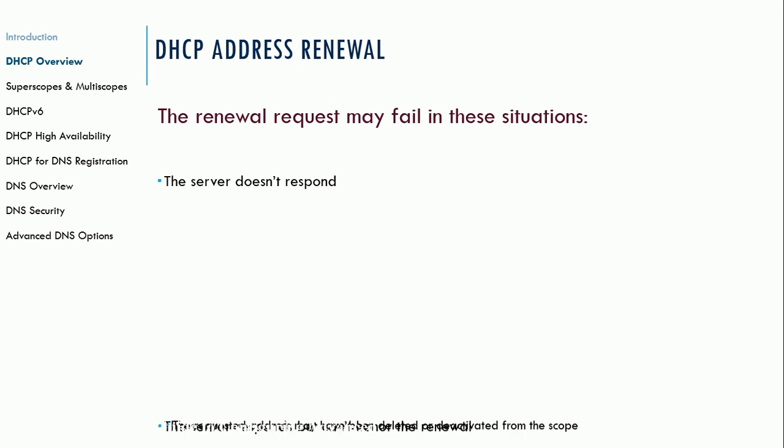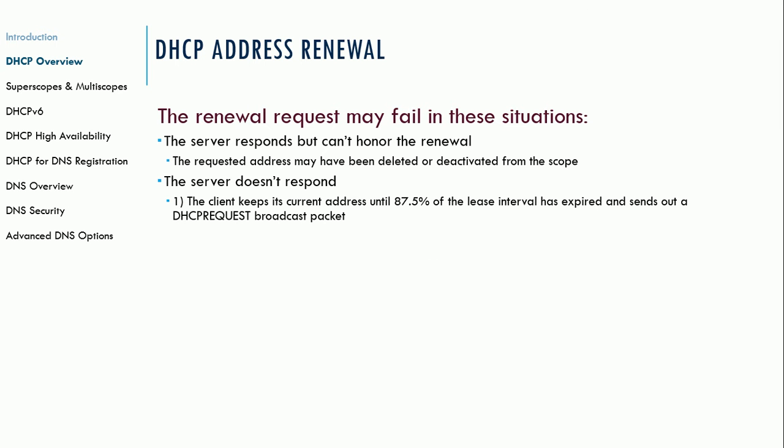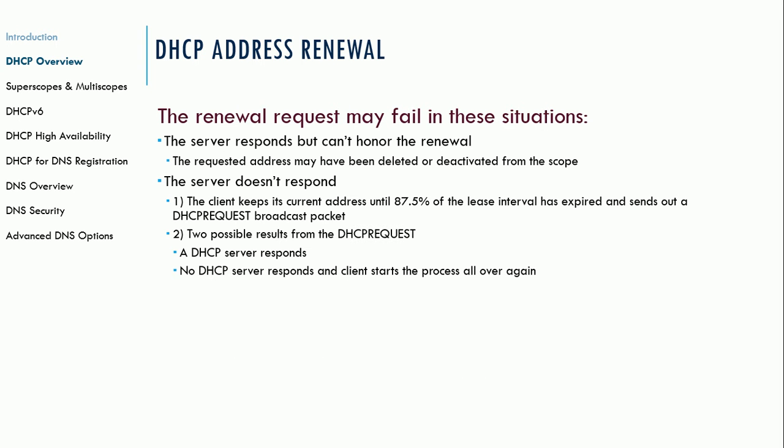So the renewal request could fail. If the server responds but can't honor the renewal, the requested address may be deleted or deactivated from the scope. The server might not respond. In that case, the client keeps trying its current address until 87.5% of the lease interval is expired, and then it sends out a broadcast packet again. There are 2 possible results from the DHCP request. You could have a DHCP server respond, or there's no response, and the client starts the process all over again. That is, if there is no response to the broadcast packet, as we discussed before.